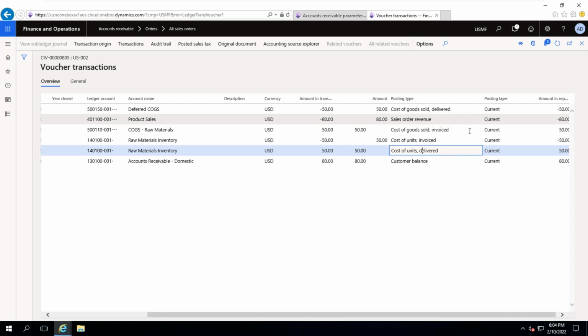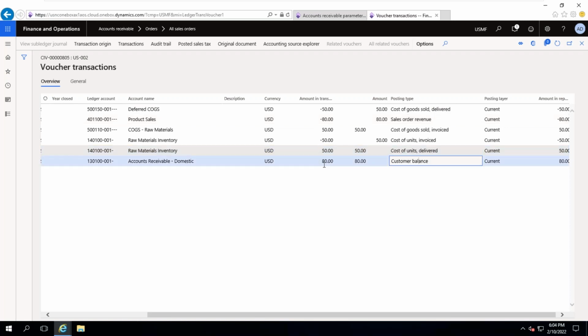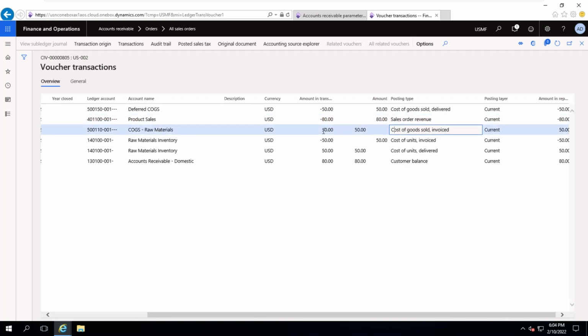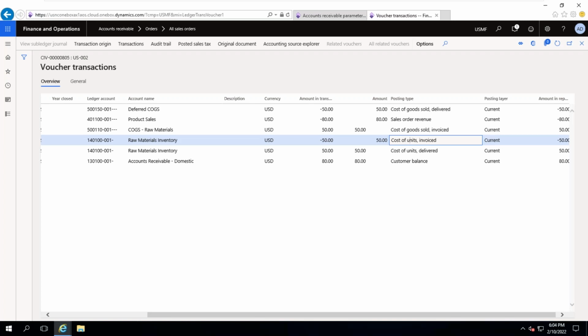Okay, the remaining is normal. Customer account debit to revenue account credit, and cost of goods sold invoiced account debit to cost of units invoiced credit. Understood? Any doubt in this?